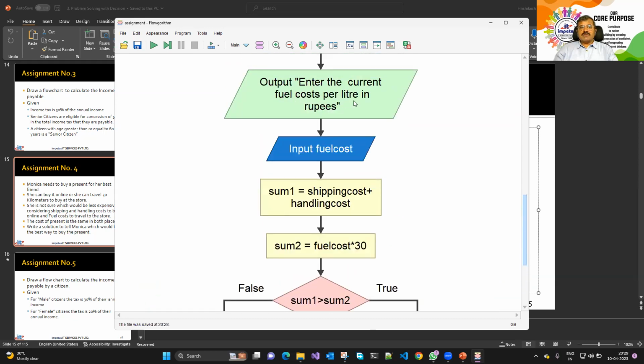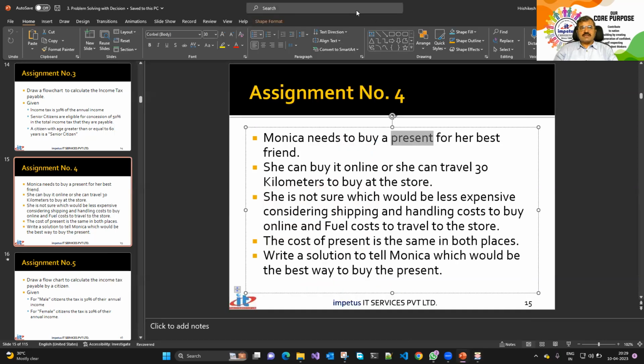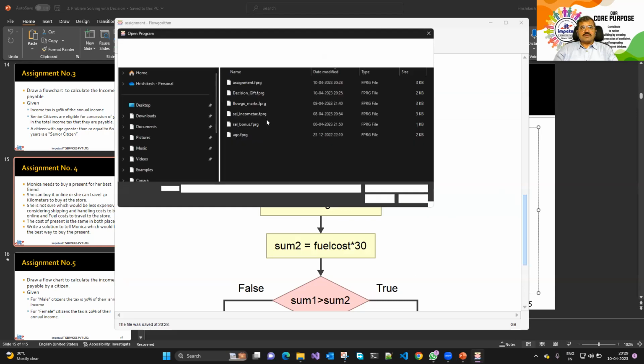Enter the current fuel cost per liter in rupees. So is it actually that 30 liters of fuel is being used? That's the cost that you are talking about? 30 liters of fuel, that doesn't make sense. So there was a logical mistake as well. Let's see what Kaustubh has done, because he has also submitted the solution. Let's have a look at Kaustubh's solution.